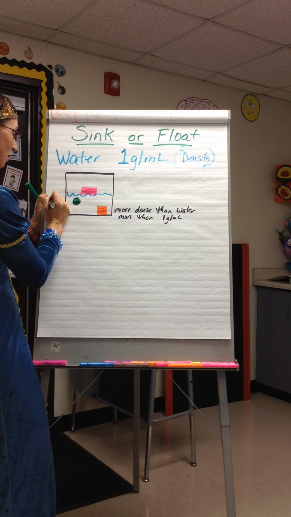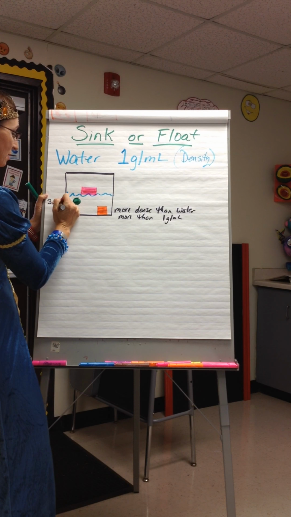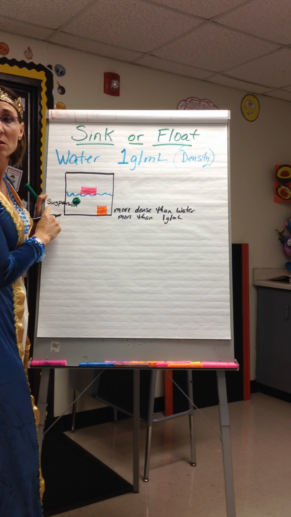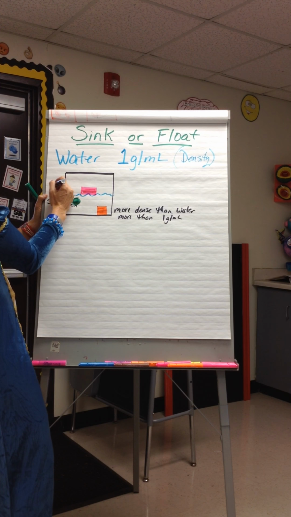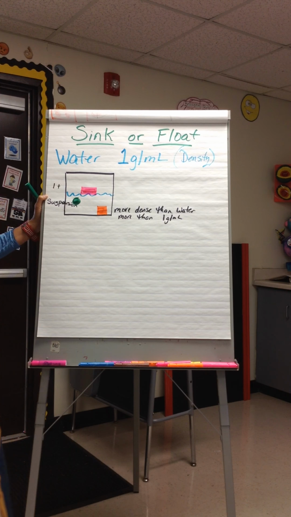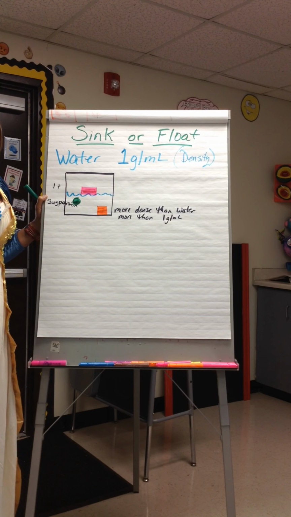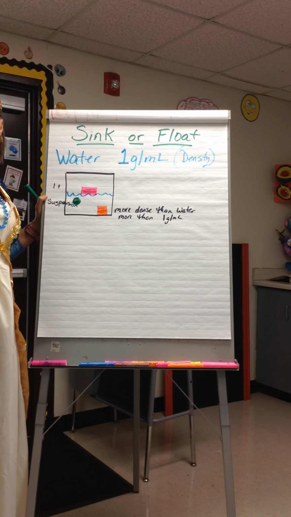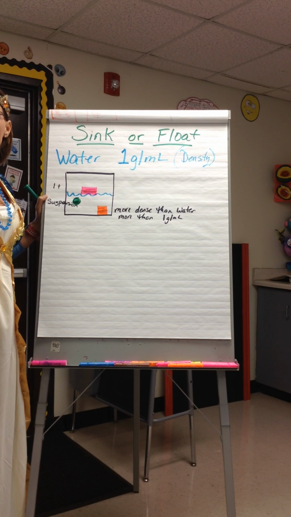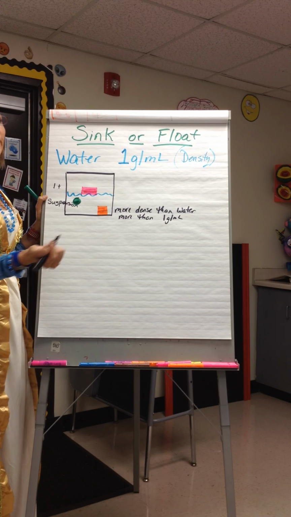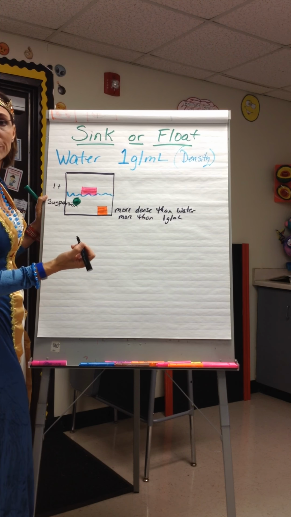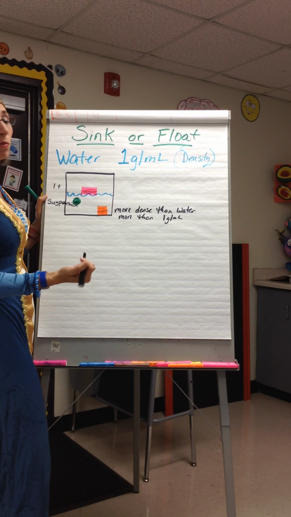This is called suspension, S-U-S-P-E-N-S-I-O-N. So this is going to be in between. It's going to be a 1 plus, 1 point something. It's going to be more than 1, but not such a high density number that it sinks to the bottom. It's going to be really close to 1, usually like a 1.1, a little bit more than 1.